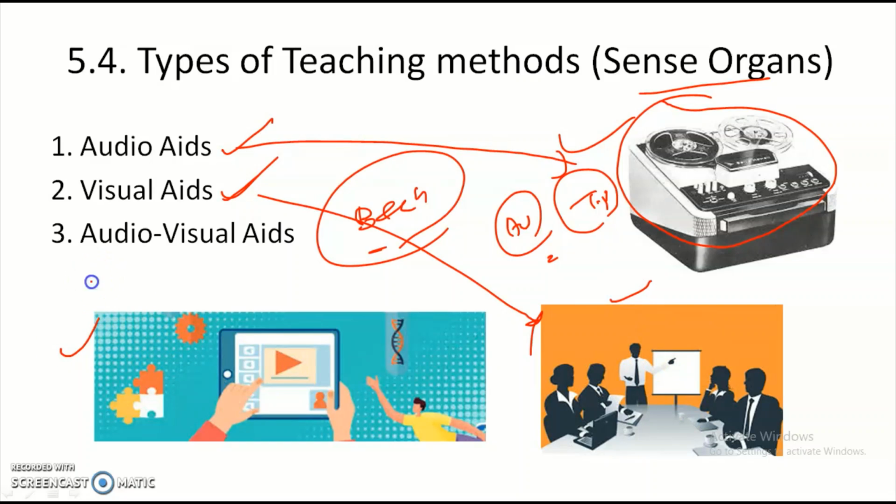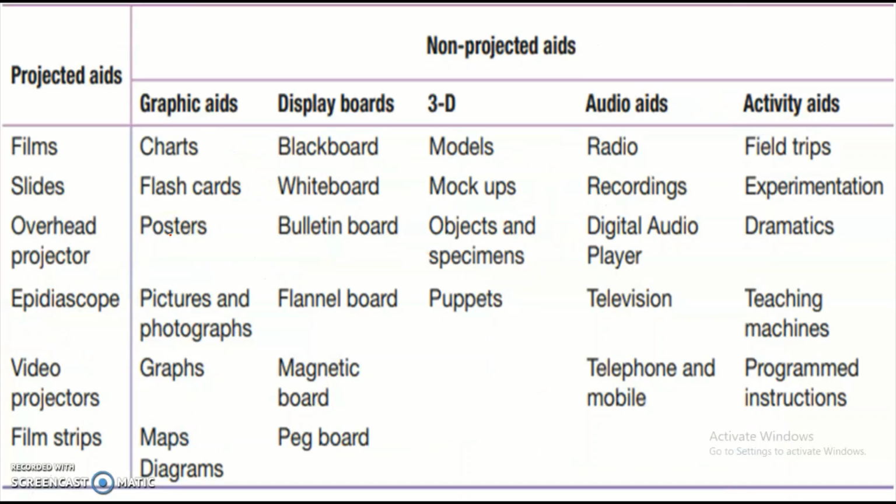And the next one is the audio visual, both these two at a time. So if you're playing any movie on your mobile phone, of course we are regularly doing that in this lockdown period, then it is a combination of both audio and visual. So these aids involve a sense of vision as well as hearing. Examples are televisions and film projectors and film strips, etc. So this one comes under the audiovisual aids.